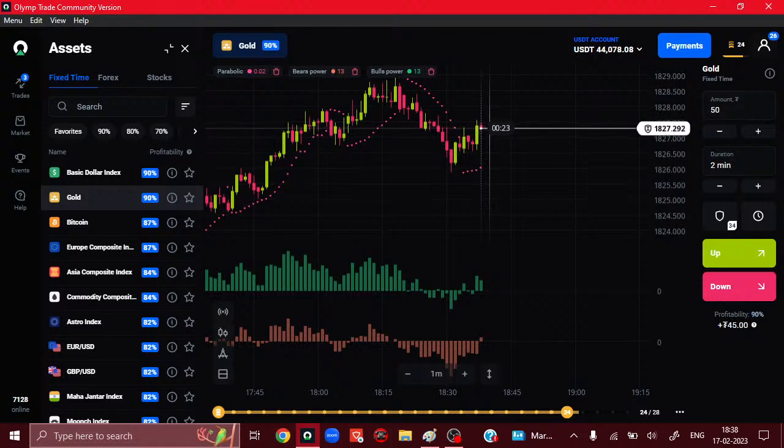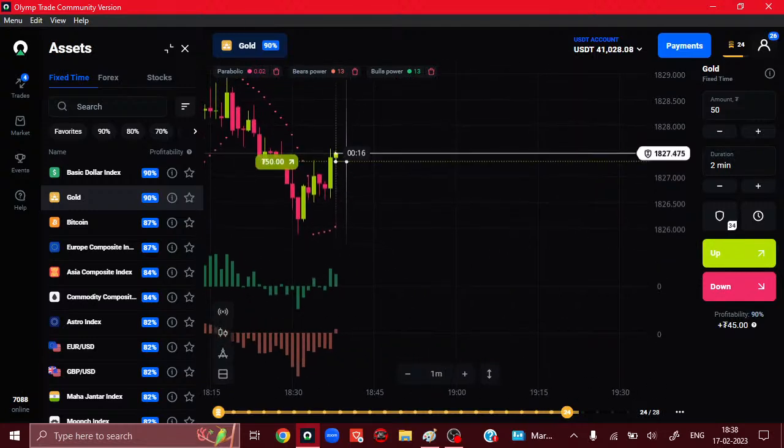Okay, so here also we have an entry in gold. I'm making a trade for 2 minutes. We can see that the bull's power and the bear's power, both the oscillators are above the zero line. The parabolic has shifted long before, and there is a good green candle here.